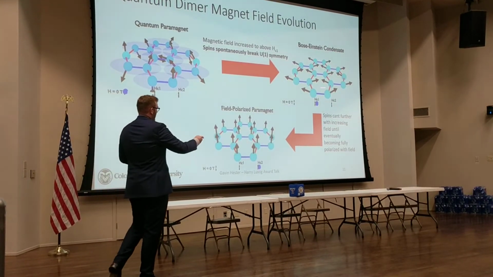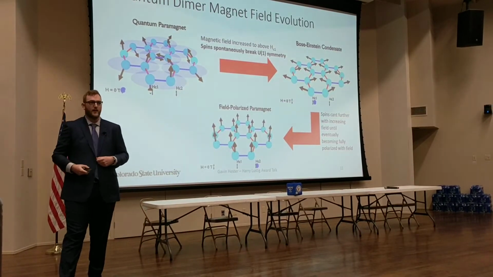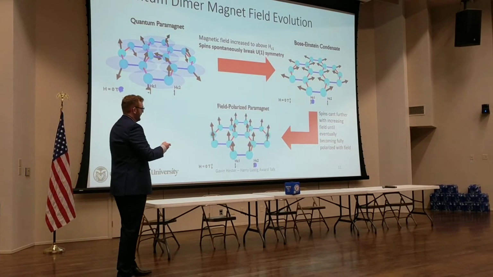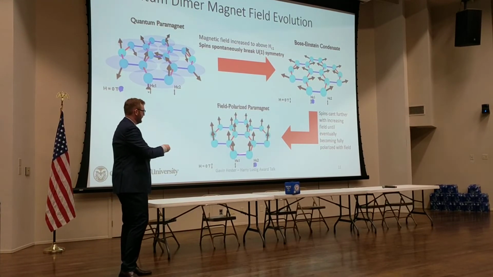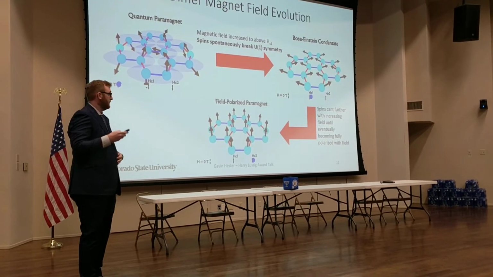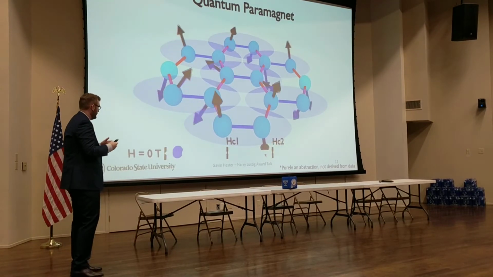Then you'll get some sort of magnetically ordered state like this. Those of you familiar with magnetism, it's roughly an XY antiferromagnetic state. And then the spins are going to cant as we apply a stronger magnetic field until eventually they're maximized into a field polarized paramagnetic state. So here's an animation that kind of lets you visualize.